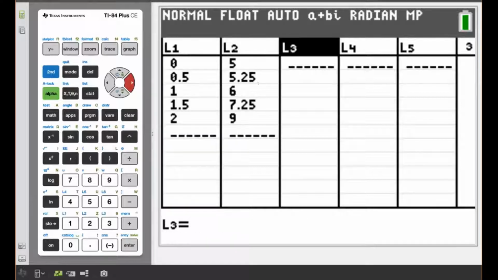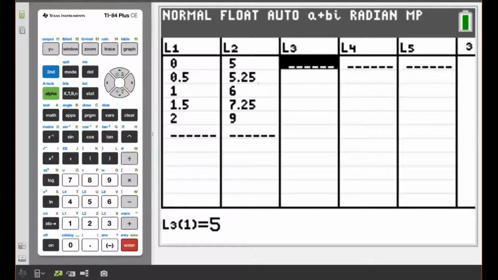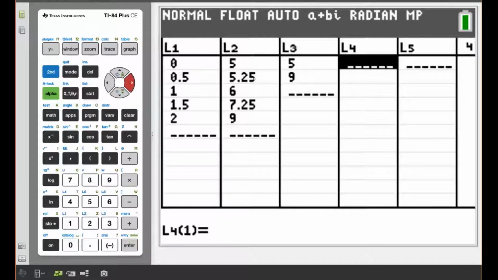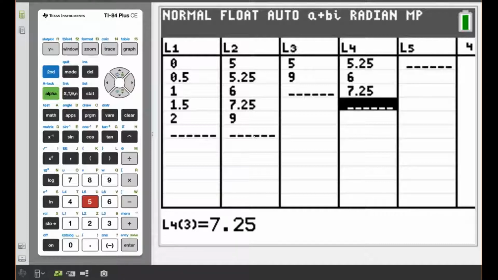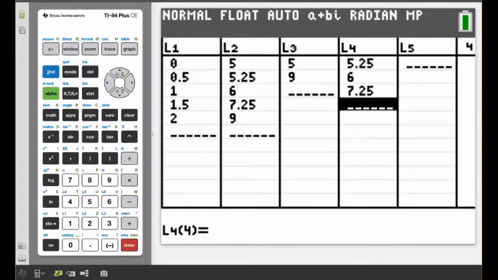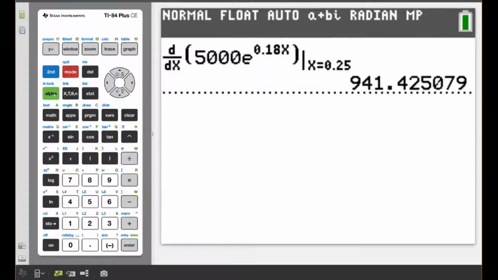And in list 3, I'm just going to retype just that first y value and the last y value, so the 5 and the 9. And in my list 4, I'm going to type in the 3 middle ones, so 5.25, 6, and 7.25 there. Now when I exit that, I'm going to use my formula for my trapezoidal rule.